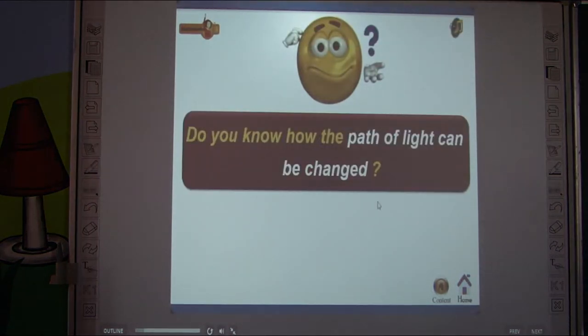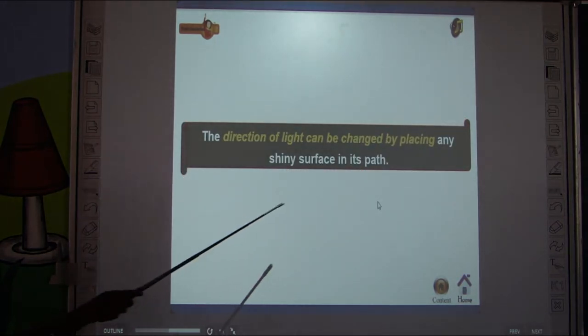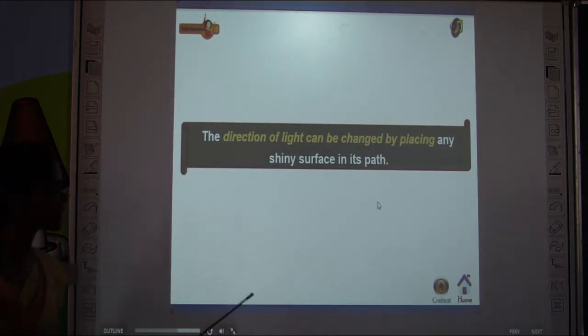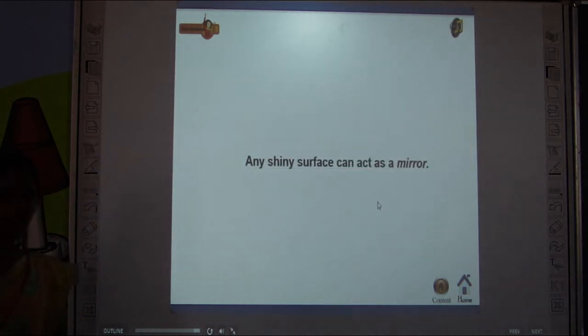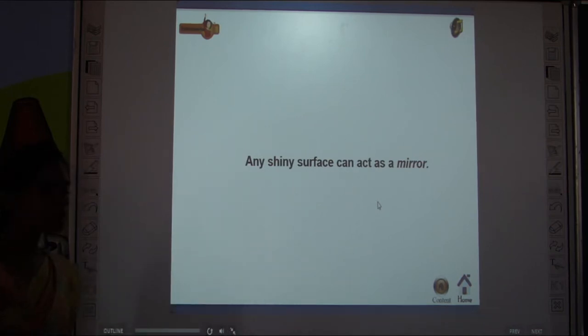Do you know how the path of light can be changed? The direction of light can be changed by placing any shiny surface in its path. Say some examples of shiny surface. A mirror is acting as a shiny surface. See, a shiny surface can act as a mirror.